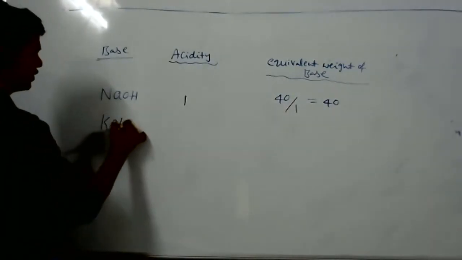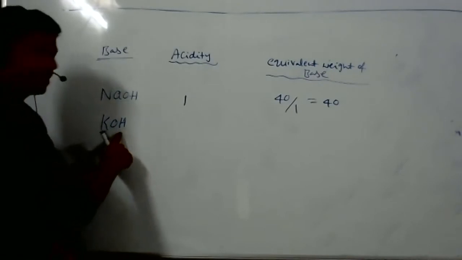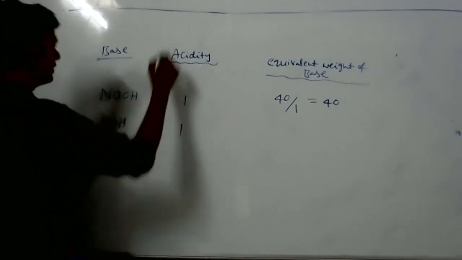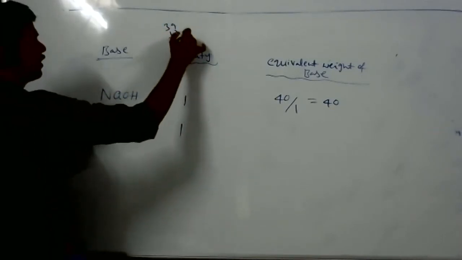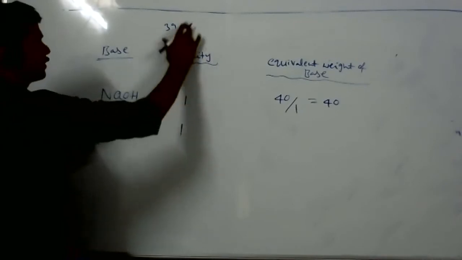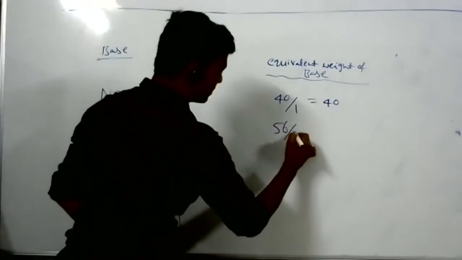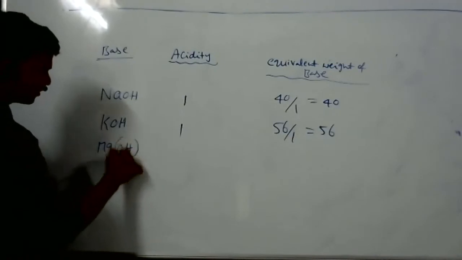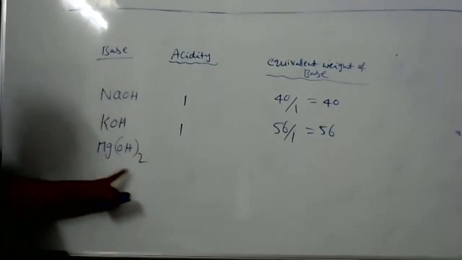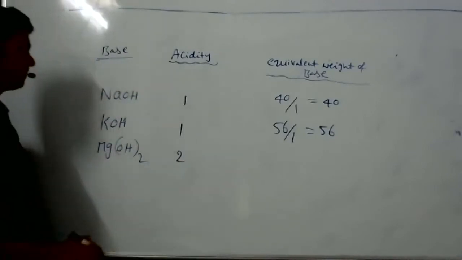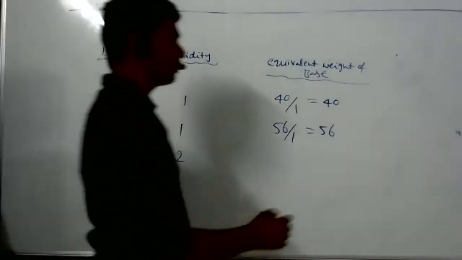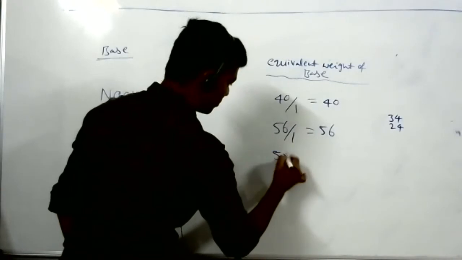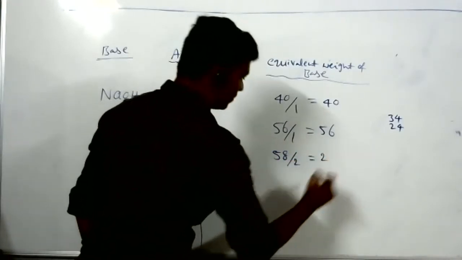Next, KOH, potassium hydroxide. It also provides only one OH minus ion, so acidity is 1. Potassium is 39 plus 17, that is 56. 56 by 1 is again 56. Next, magnesium hydroxide. It gives 2 OH minus ions, so acidity 2. Mg(OH)2 is 34 plus 24, which is 58. 58 by 2 is 29.